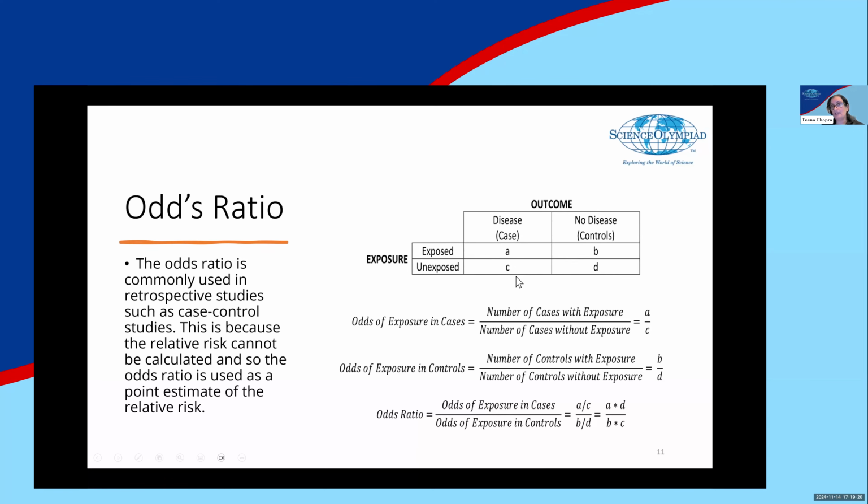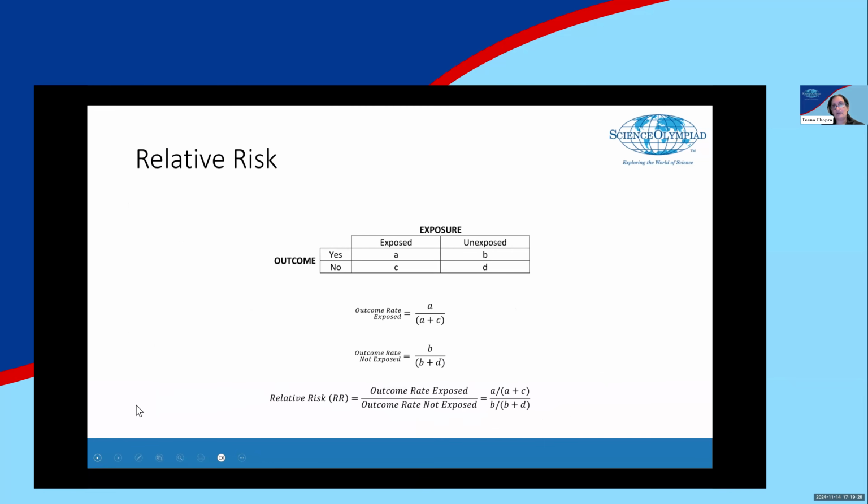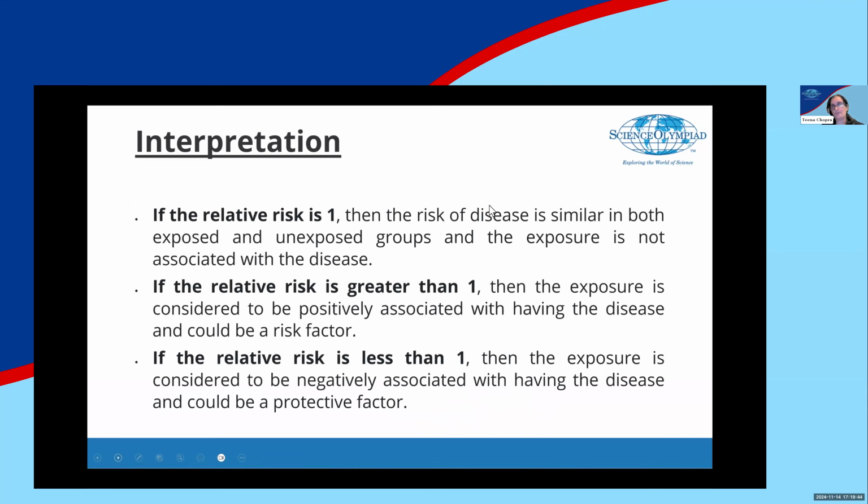So A divided by C. I'm going to go back a little bit to the 2 by 2 table that we used in the relative risk. Here it wasn't A divided by C. Here it was A divided by A plus C. So here the outcome rate in exposed was A, the ones that were exposed, divided by total exposed. So it is different than what we use in odds ratio.